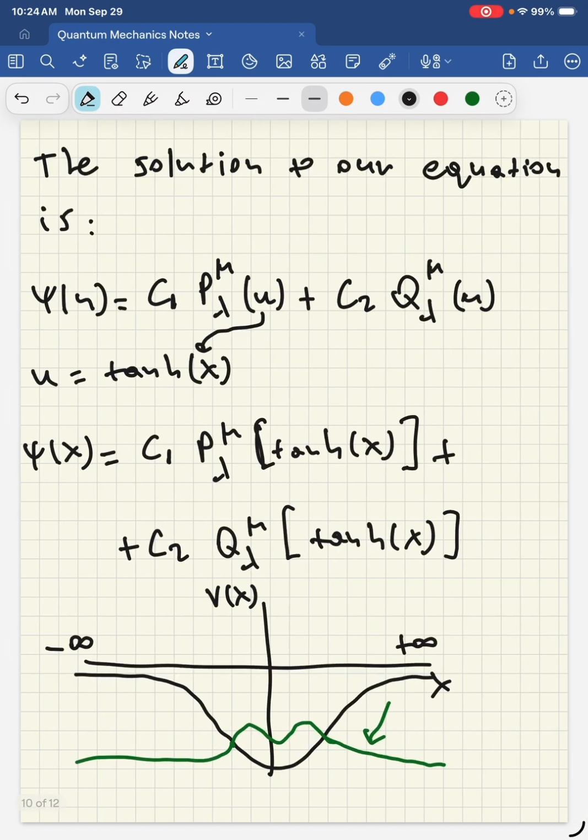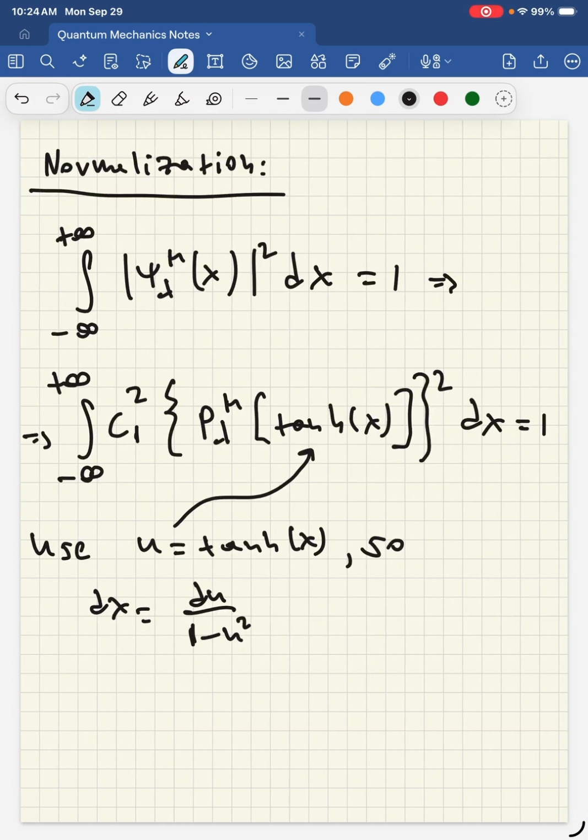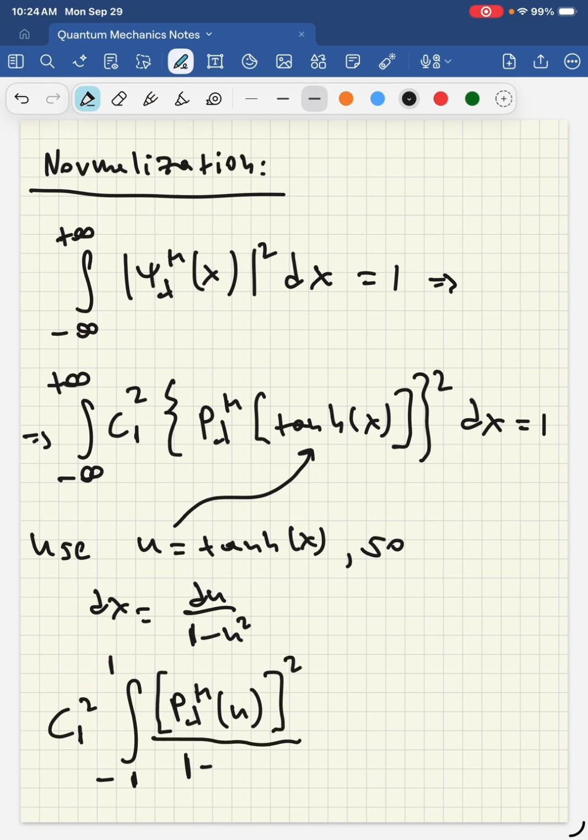Let's go back to the integral. So the integral converts to the integral of c1 squared. Actually, we can take this outside the integral because it's a constant. So c1 squared, the integral from minus 1 to 1 of P lambda mu of u squared over 1 minus u squared times du must be equal to 1.